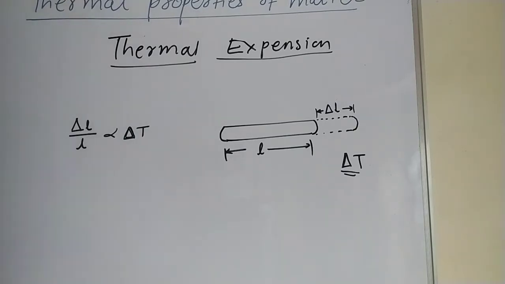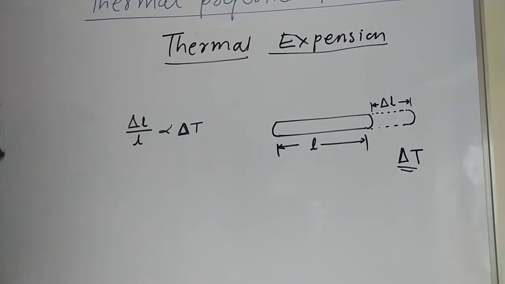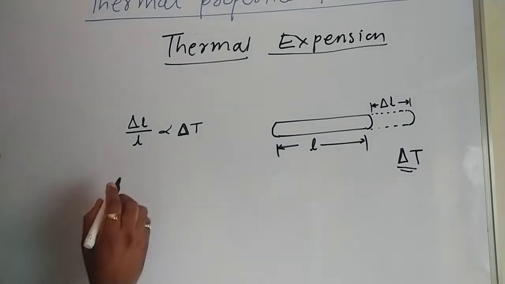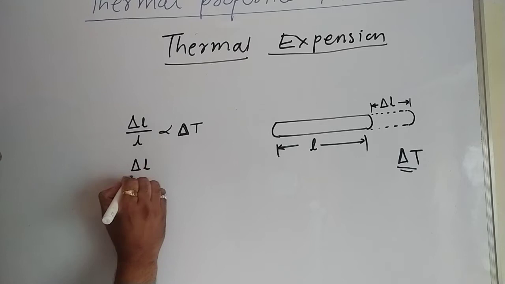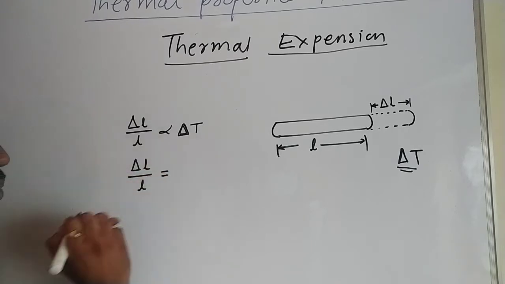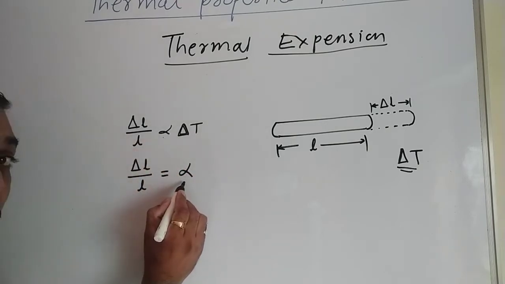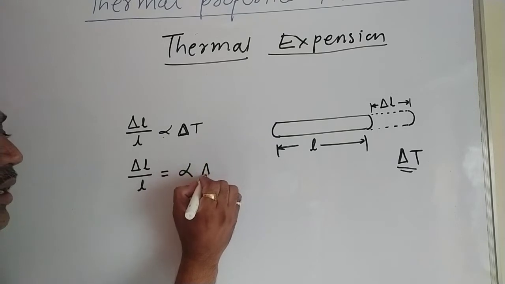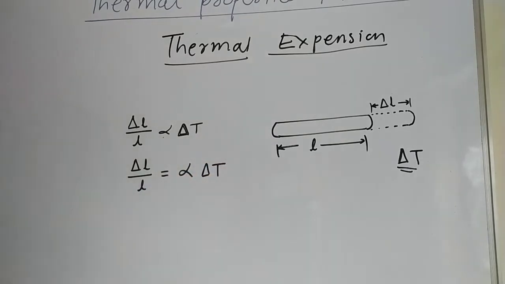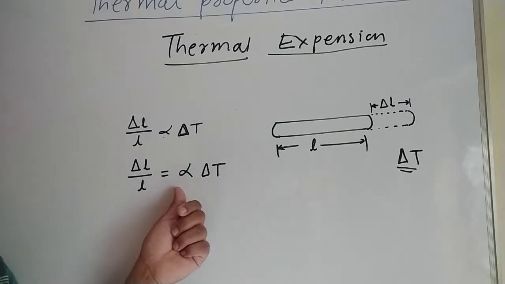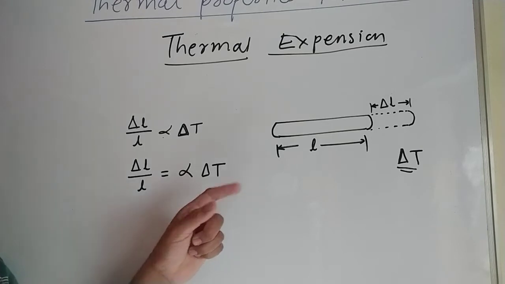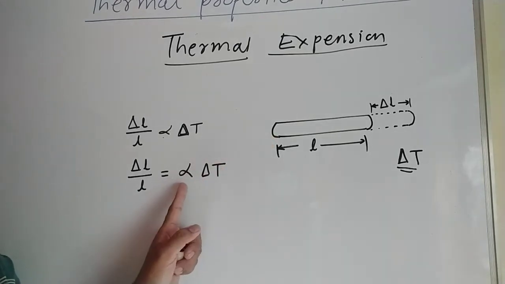If I remove this proportionality sign and want to use an equality sign, I should consider one constant. We can write delta L divided by L is equal to some constant of proportionality, alpha, into delta T. This alpha is said to be the coefficient of linear expansion. Alpha is the constant of proportionality, sometimes called the coefficient of linear expansion. Its value depends on the material. Which material is used to make this rod will decide the value of alpha.